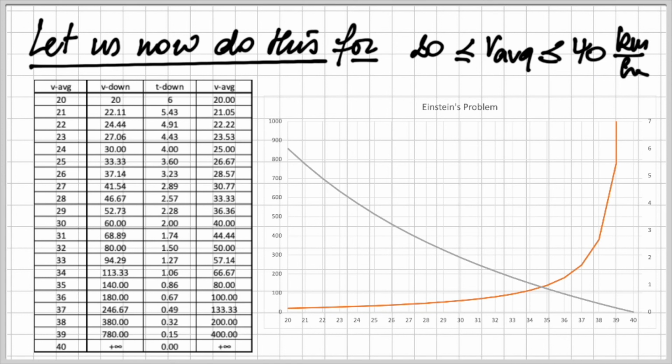So the closer we come to 40, the higher this speed becomes. And basically it is an asymptote to plus infinity. We cannot have a speed downhill that would give us 40 kilometers per hour. So here you see the graphical representation. It's not really a linear problem that we have. So we have to be careful to find out what is going on.